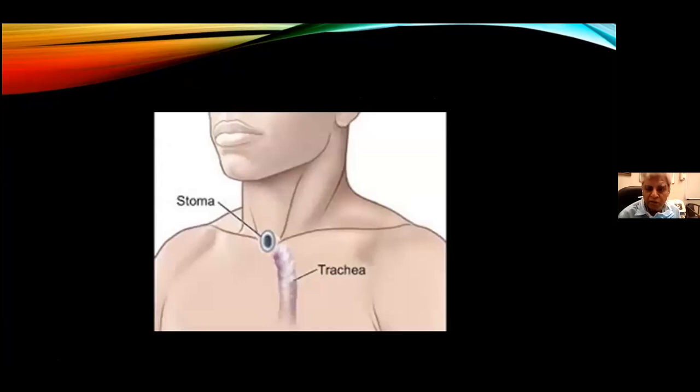This is the stoma after total laryngectomy. This is how it looks. This is a permanent stoma. It will remain there. The patient is breathing through this.